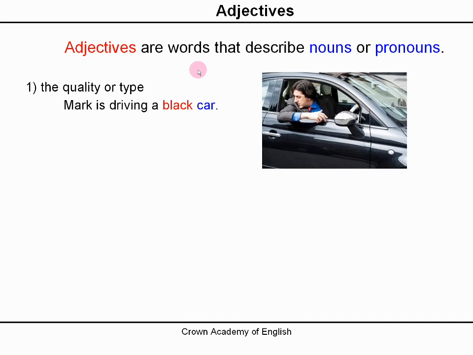Mark is driving a black car. So car is the noun, the object, and the word black is telling us more information about the car. It is describing the car. It's not a blue car, it's a black car.